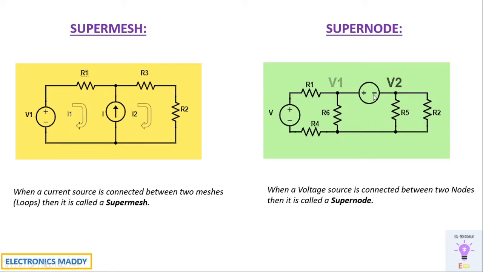So whenever a supernode is present, the approach will be slightly different with respect to our analysis. Again, there will be a worked example shown to you to clearly understand what supernode is all about. So be very careful with respect to identifying a voltage source connected between two nodes. Once this is done, let's get into our first example.